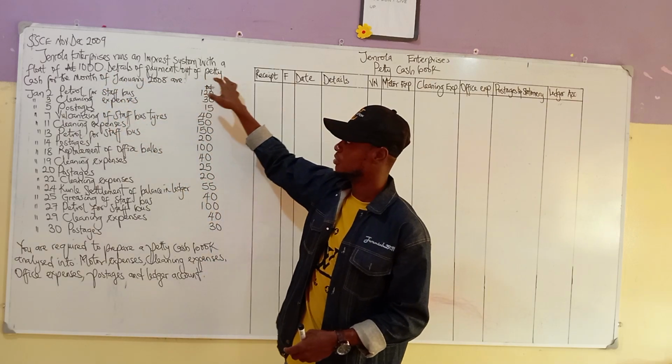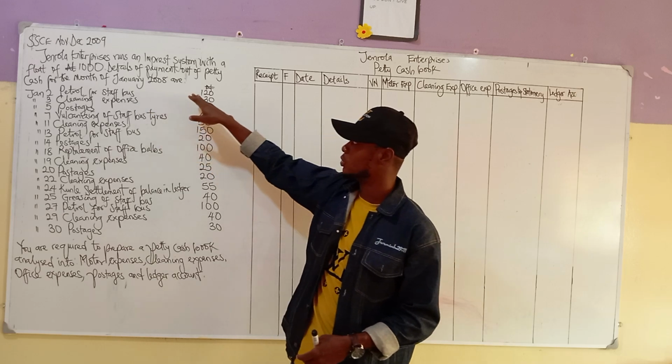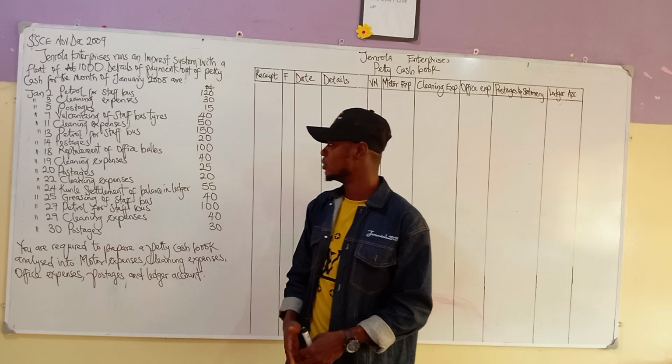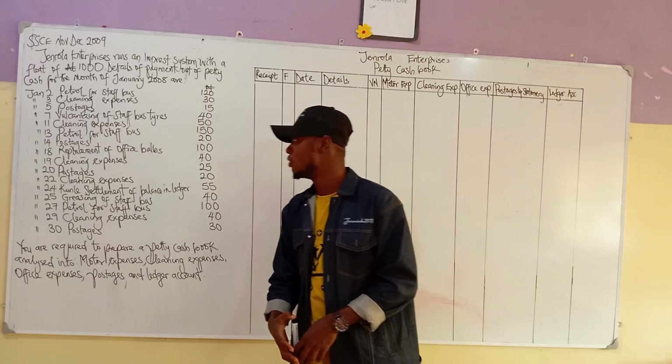Details of payment out of petty cash for the month of January 2008 are as follows. Now, these are the expenses that were incurred within that given period of time.